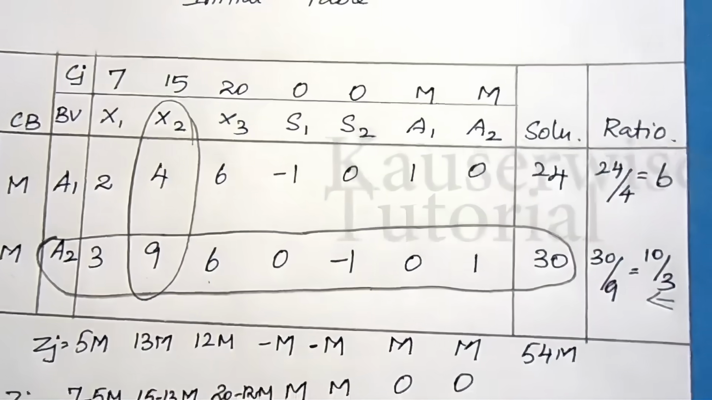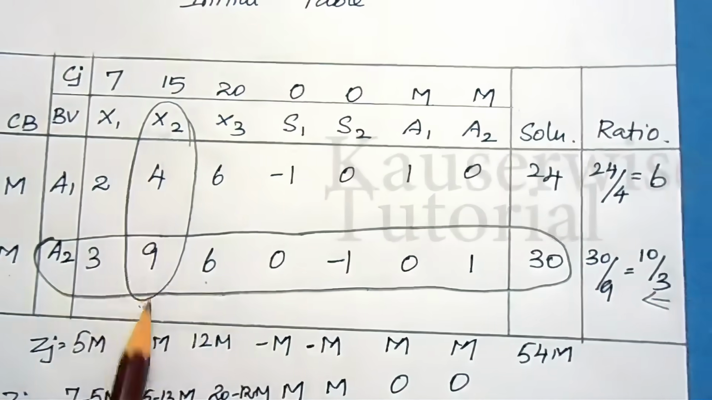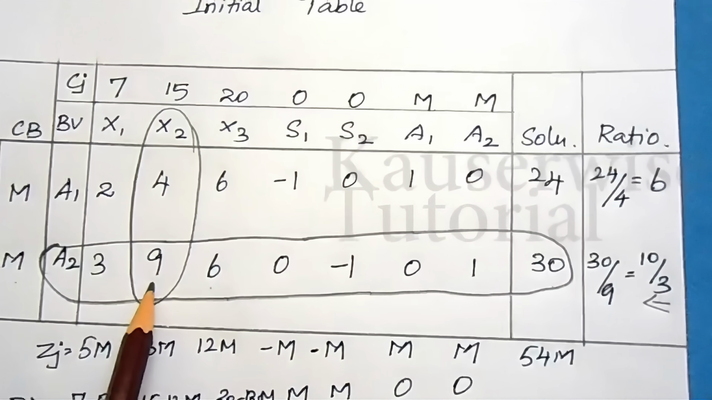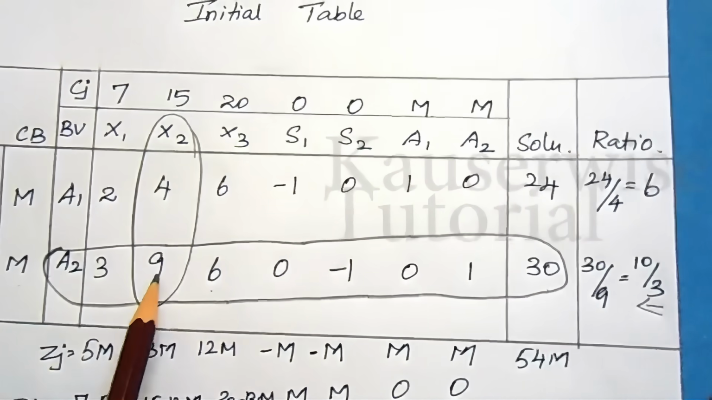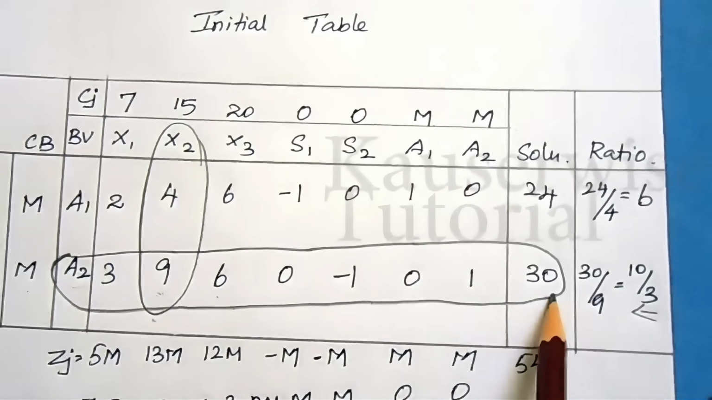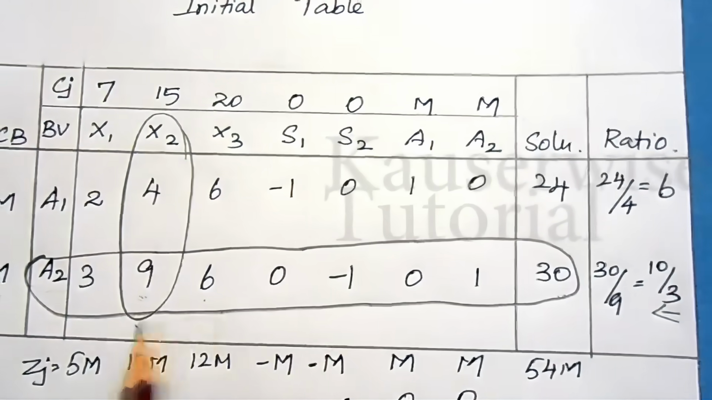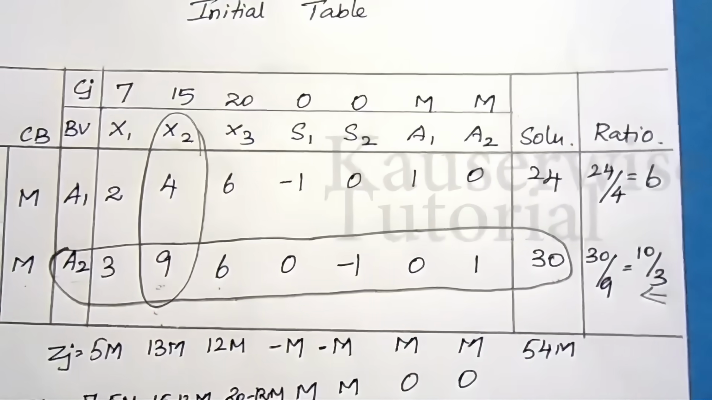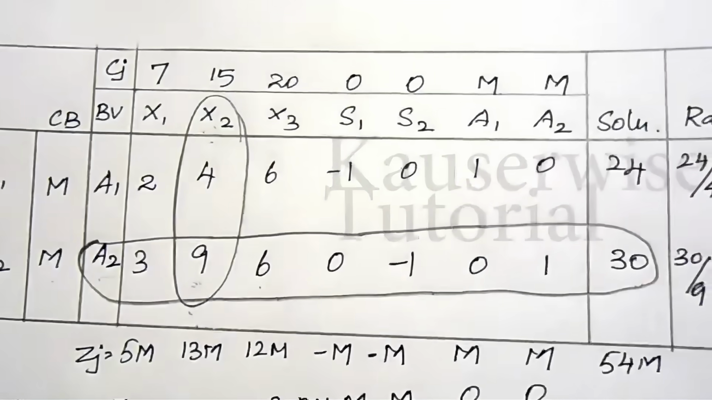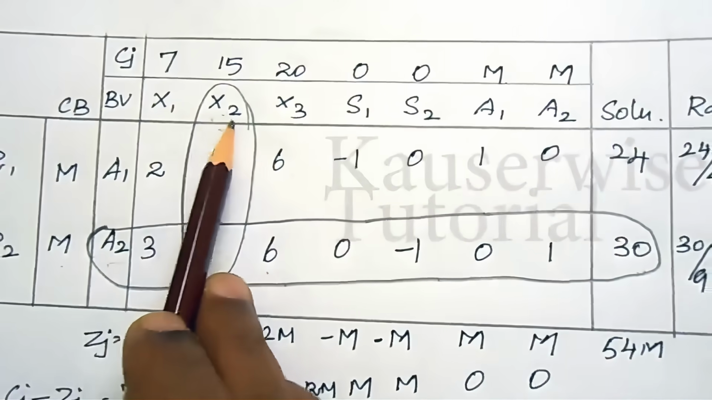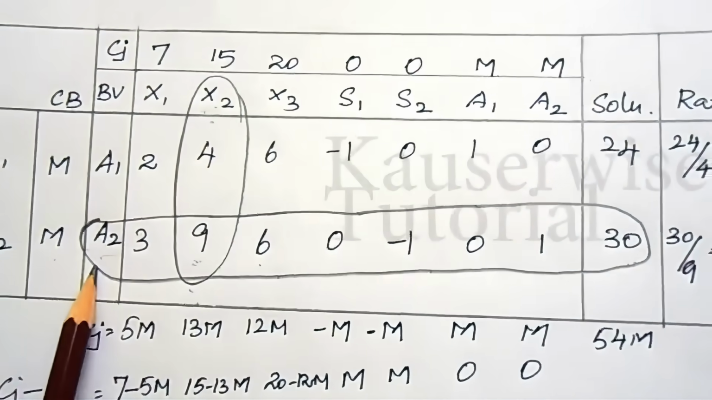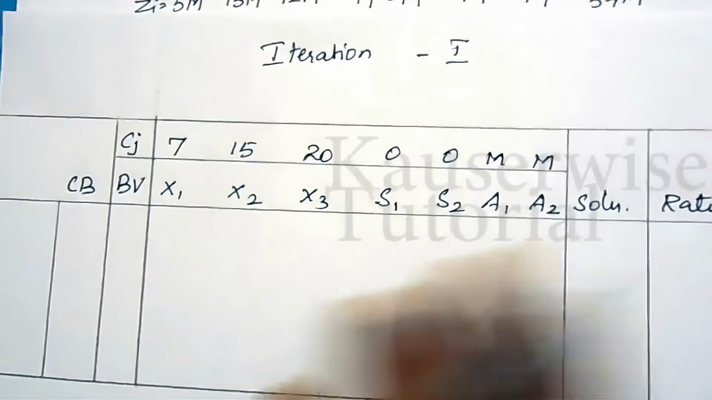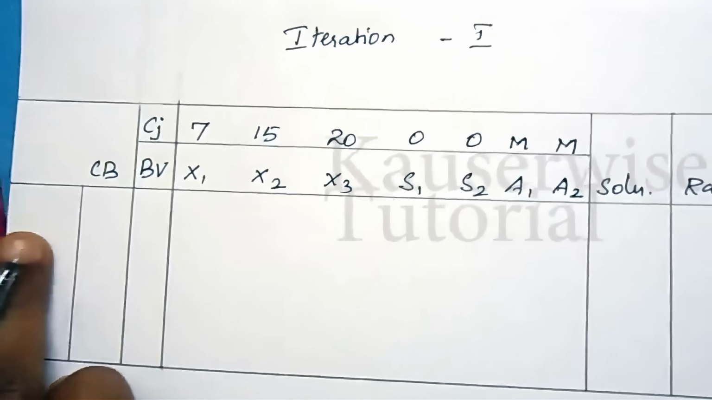Now we have got the key column, x2, and the key row, a2, and the intersecting point is called the key element. So the key element is 9. After finding the key row, key column and key element, we need to prepare the first iteration. In the first iteration, x2 will be the entering variable and a2 will be the leaving variable. In the first iteration, bv and cj remain the same. Now we have to fill row 3 and row 4.